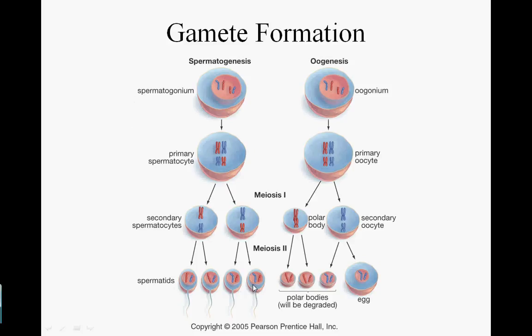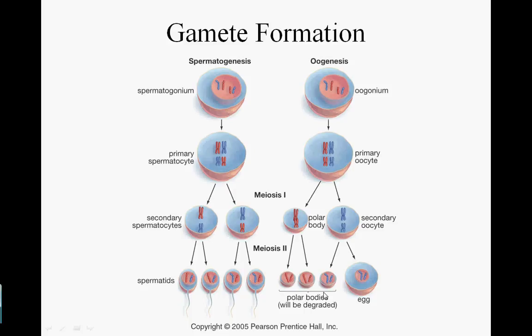Well, oogenesis is a little bit different. You start off again with the diploid oogonium, and it differentiates to the primary oocyte. After meiosis 1, you're going to get a secondary oocyte, and you're going to get a polar body. A polar body is eventually going to degrade. And then after meiosis 2, you get 1 egg and 3 more polar bodies.